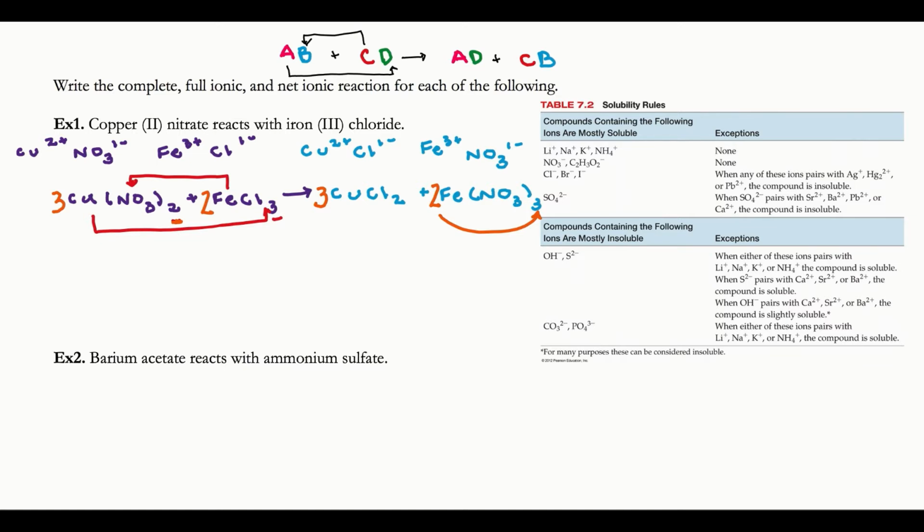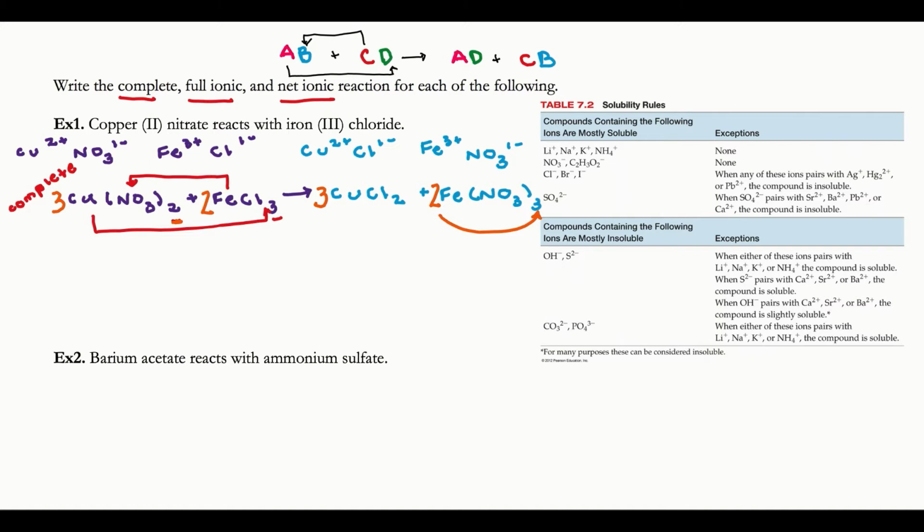Notice this problem asks me to write the complete, the full ionic, and then net ionic reactions, so I've got to do that right now. What I just wrote is the complete reaction. That shows the entire reaction. The issue, though, is that some of these substances don't do anything in the reaction. They just watch. We call them spectator ions. In order to know what is spectating and what is contributing to this reaction, I need to write out the full ionic and then the net ionic reactions.